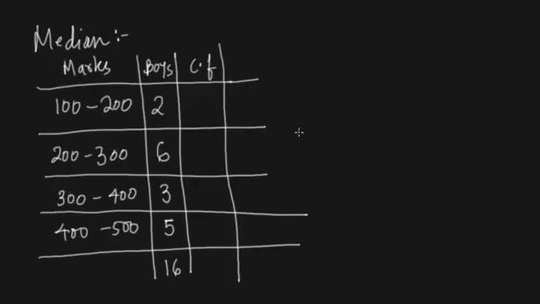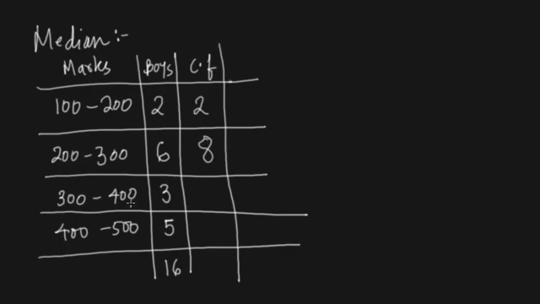Now quickly taking this example here, this exam had 500 marks, right? Out of 500, between 100 and 200 there were 2 boys. Between 200 and 300 marks there were 6 boys, between 300 and 400 there were 3 boys, and between 400 and 500 there were 5 boys, right? I have complaints that you always take girls, so I have selected boys in this example. Let's find cumulatively: between 100 and 200 there were 2 boys, but less than 300 there would definitely be 2 plus 6, which is 8 boys, right?